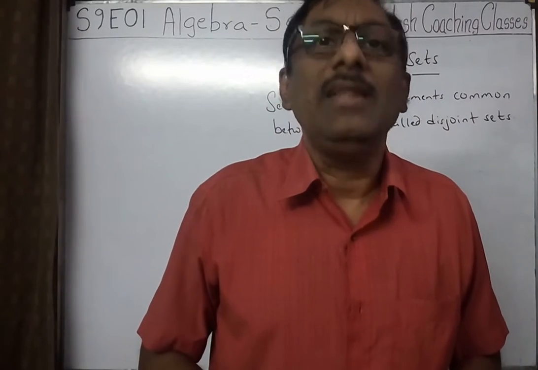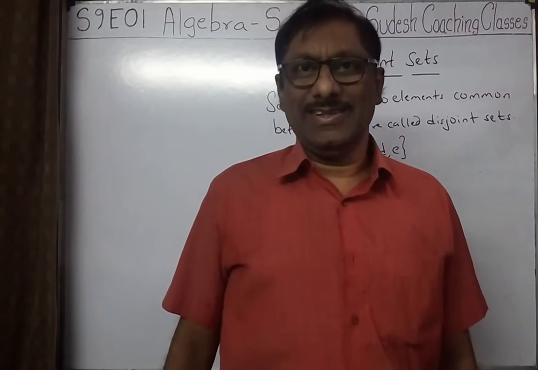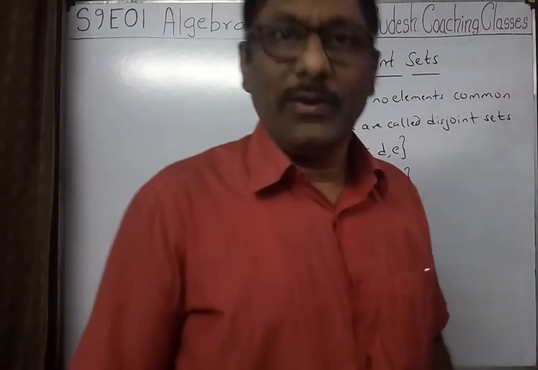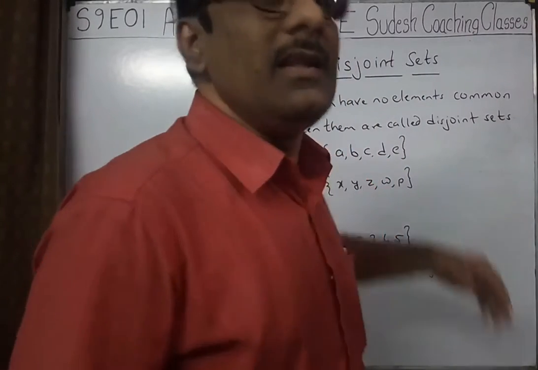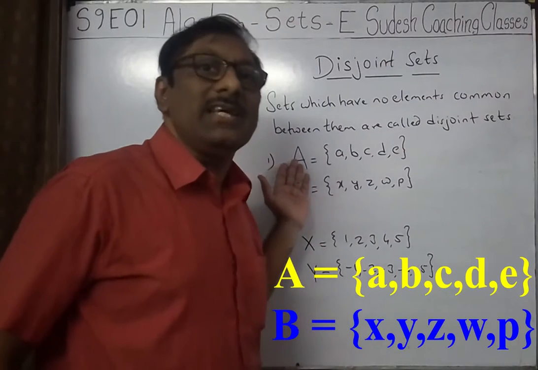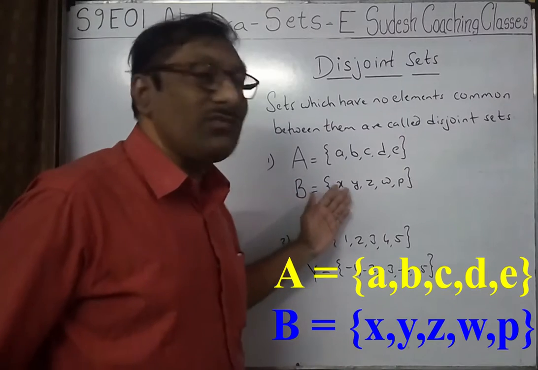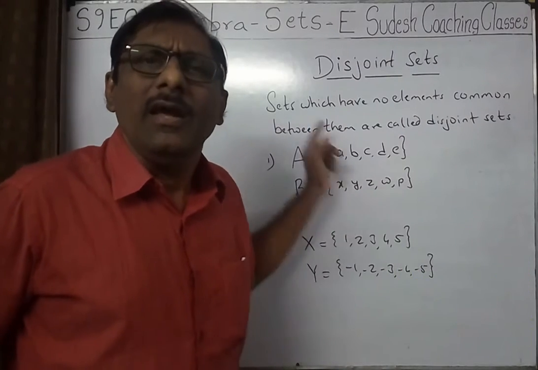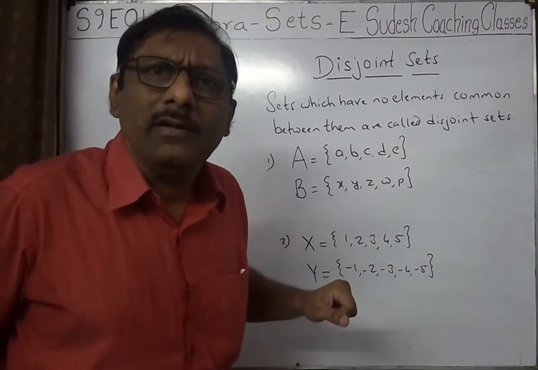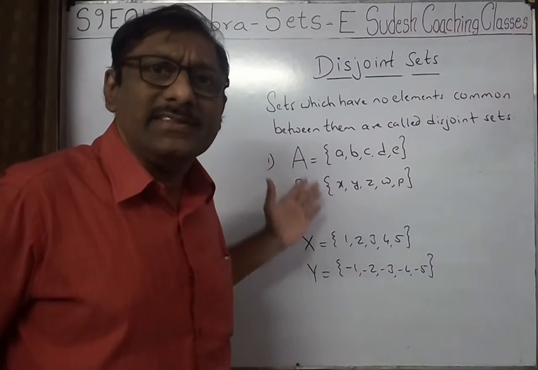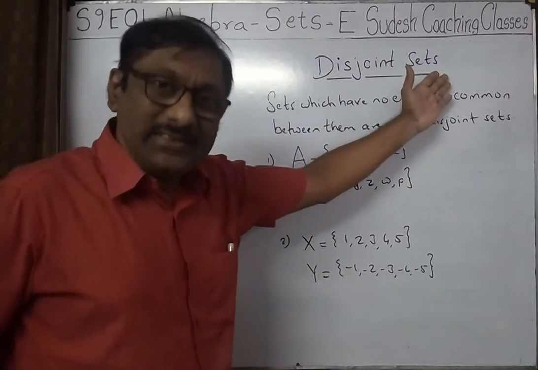Let me give you one example. Yes, students. I have given you two examples. Let's study them. The first example, set A contains A, B, C, D, E, and set B contains X, Y, Z, W, and P. Which elements are common between them? Nothing. Therefore, set A and set B are called disjoint sets.